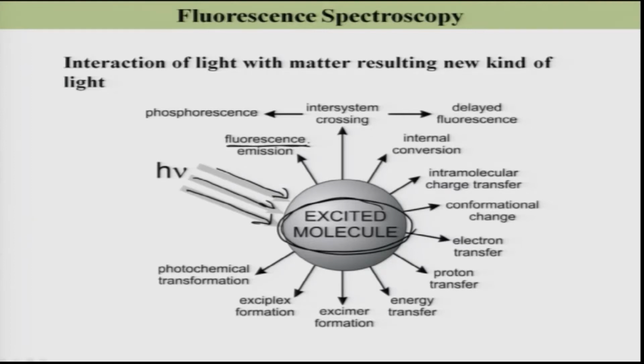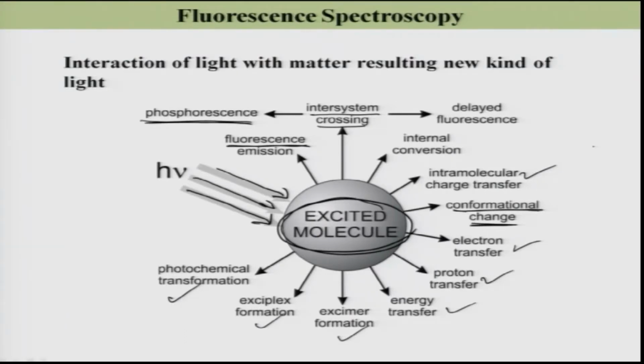This is one property. This excited state can undergo intersystem crossing to yield phosphorescence. This is another property of the excited state. It can undergo some small changes in the molecular framework, and it will give you a conformational change in the molecule, right. It can undergo electron transfer, proton transfer, energy transfer, excimer formation, many processes, and some of them we are going to discuss in this course.